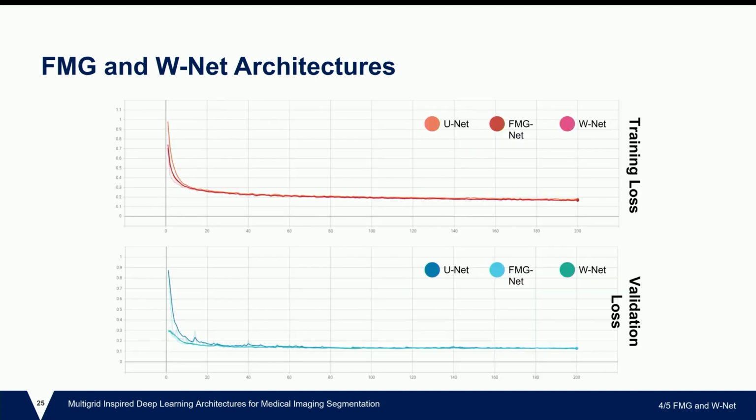Right, and so as for our hypothesis for the convergence, it's not very strong here in the training loss, where you'll see the UNet's loss values here on the top, and then our FMG and WNet loss values here on the bottom. But it is apparent here with the validation losses, where you can see we're achieving lower loss values faster or in less iterations than we see with your typical UNet architecture.